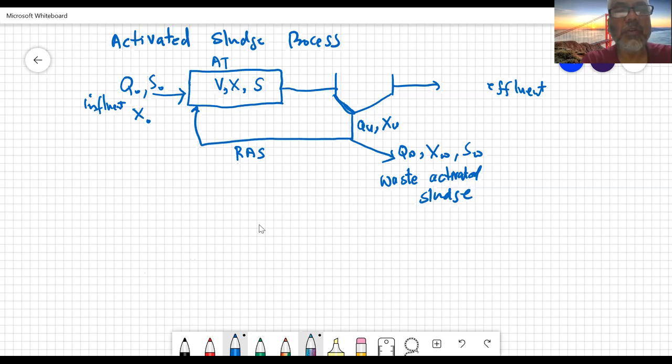While we have return flow, the return activated sludge is QR, and the concentration will be the same XU. Then the flow going out from the aeration tank is Q0 plus QR. And then the flow going out is Q0 minus QW, the waste sludge, with the concentration of biomass XE and the concentration of substrate SE. This gives the whole flows in the activated sludge process. So we named all of the flows.